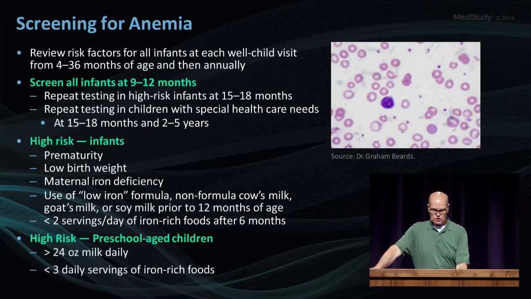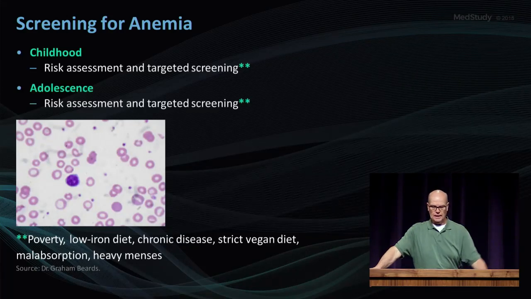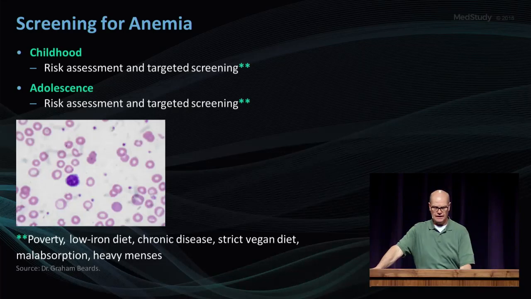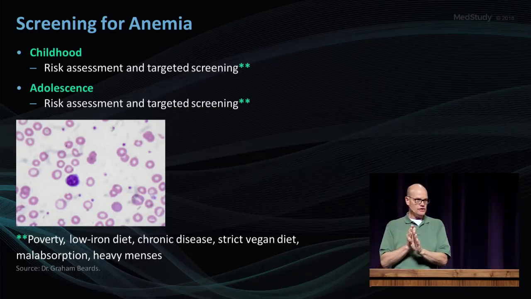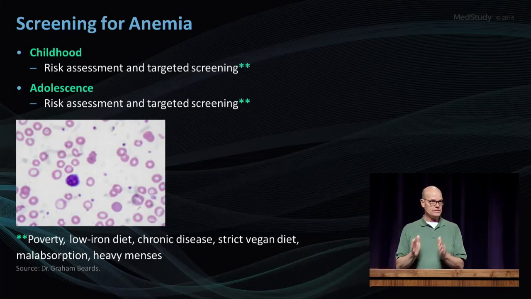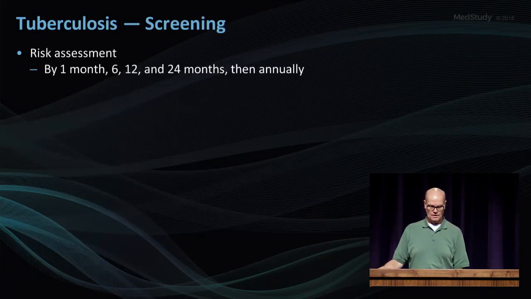In the preschool age group, and then again in the older age group, it's all targeted screening based upon your risk assessment. Poverty, low iron, chronic disease, malabsorption, heavy menses, etc. So lead, basically 1 and 2. Iron deficiency in most places 1 and 2 as well. Otherwise, screening should be based upon your assessment of risk of lead intoxication and of iron deficiency anemia. Urine screening is easy, don't do it.